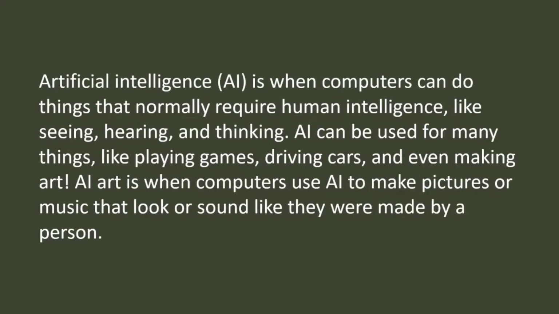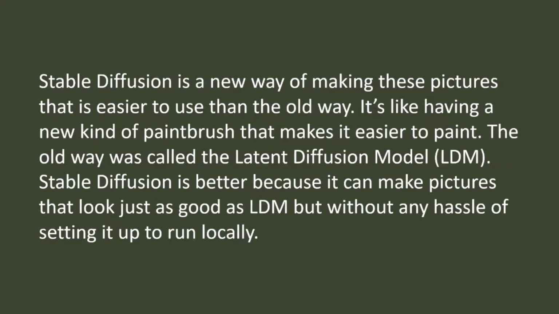Artificial intelligence, AI, is when computers can do things that normally require human intelligence, like seeing, hearing, and thinking. AI can be used for many things like playing games, driving cars, and even making art. AI art is when computers use AI to make pictures or music that look or sound like they were made by a person. Stable Diffusion is a new way of making these pictures that is easier to use than the old way. It's like having a new kind of paintbrush that makes it easier to paint.